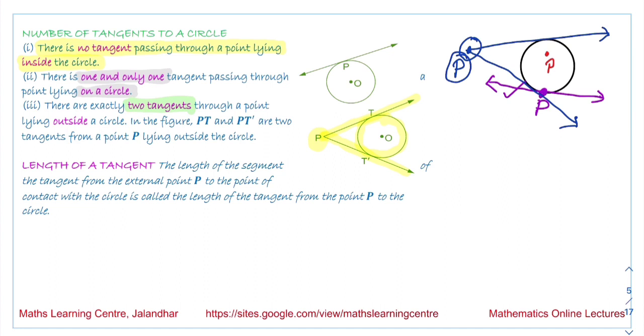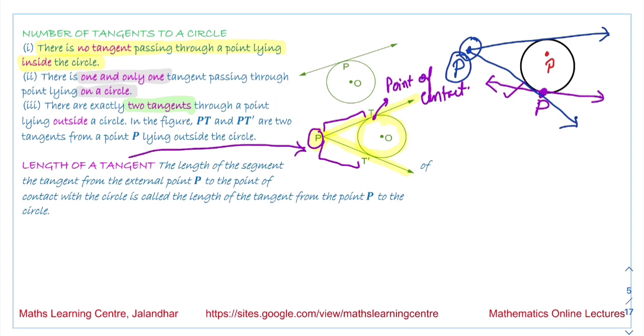Next is length of a tangent. So the length of the segment of the tangent from the external point P to the point of contact. We are saying this point P is given to us. Length of the tangent means this is the point of contact. So this length PT and this PT dash are called the length of the tangents. If any point P is given to us that is lying outside this circle, then this length means the distance of this point P to the point of contact, that is called the length of the tangent from the point P to the circle.